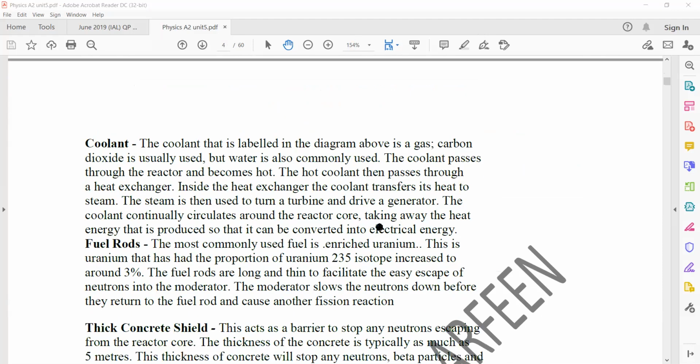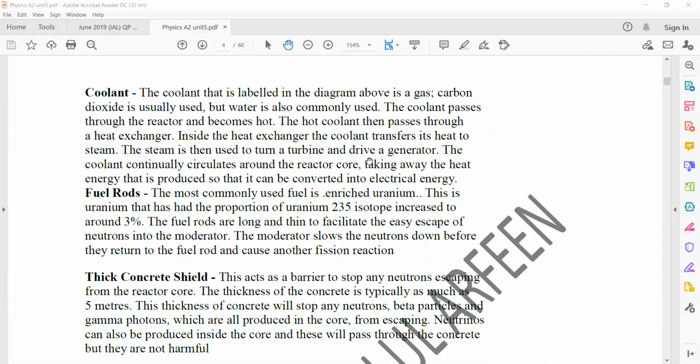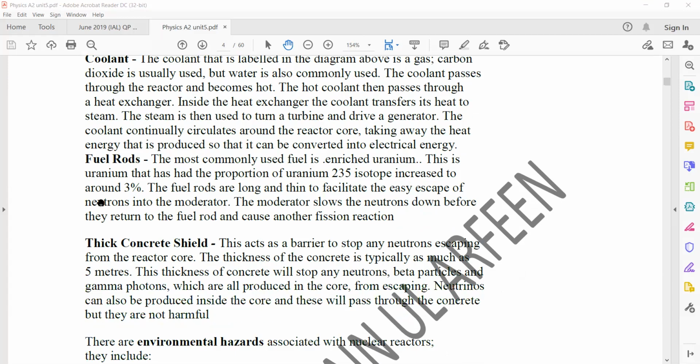And a coolant is also used. What is the purpose of the coolant? Because the reaction is releasing energy, the temperature of the nuclear power station might increase too much and it can reach a meltdown. So to avoid meltdown, we use a heat exchanger or a coolant which removes the energy. And a fuel rod contains uranium, normally 235, enriched to 3%.